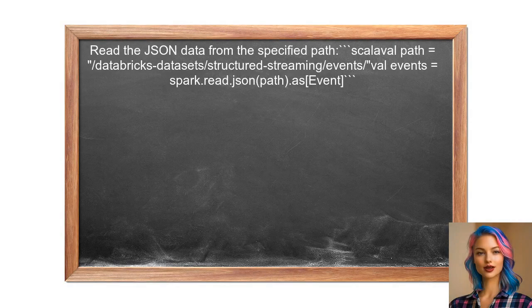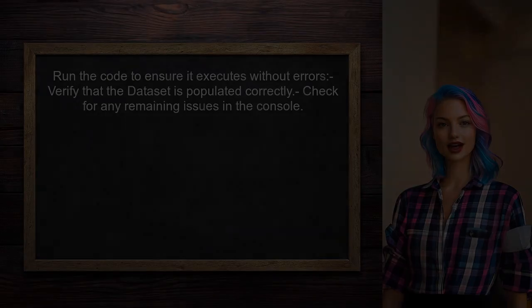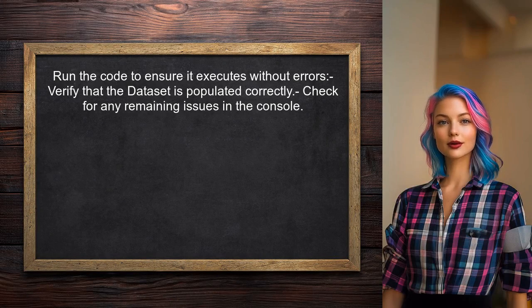After updating the Event class, the user can now read the JSON data from the specified path. This time, Spark should successfully find the encoder for the Event class. Finally, the user should run the code to ensure that it executes without errors. If everything is set up correctly, the data should be read successfully into the Dataset.